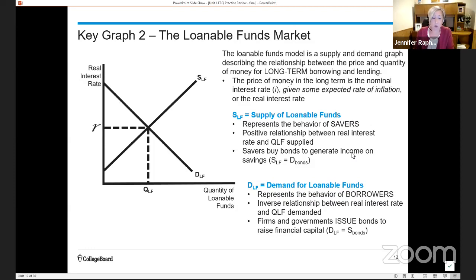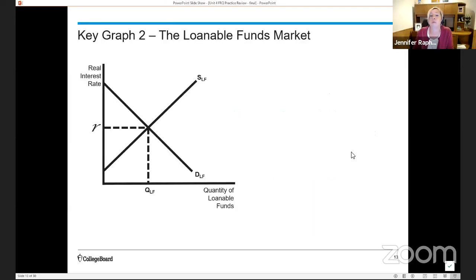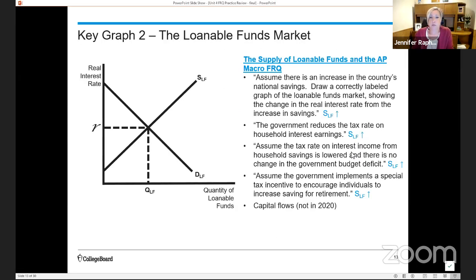So the real interest rate is found where the quantity of loanable funds demanded is equal to the quantity of loanable funds supplied. And here's how this shows up in the free response question. Here are examples of the types of things you might see that assess whether you recognize what causes a change in the supply of loanable funds.